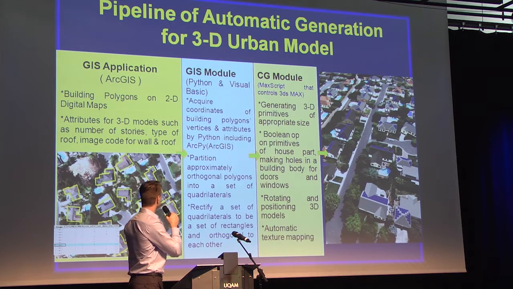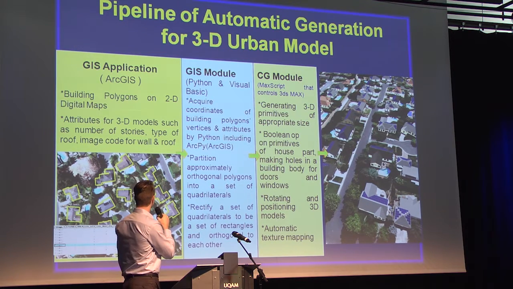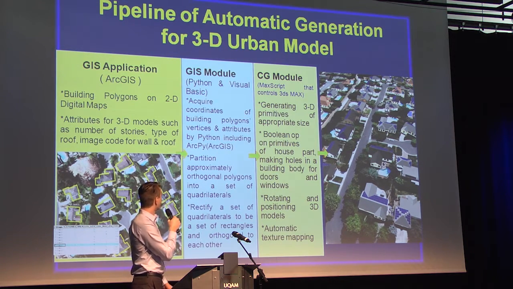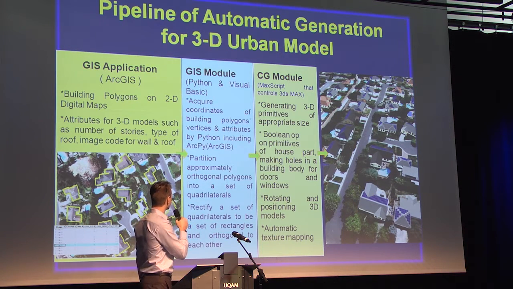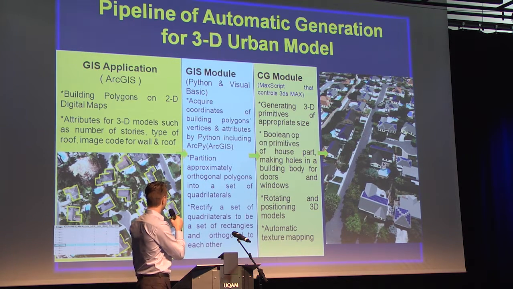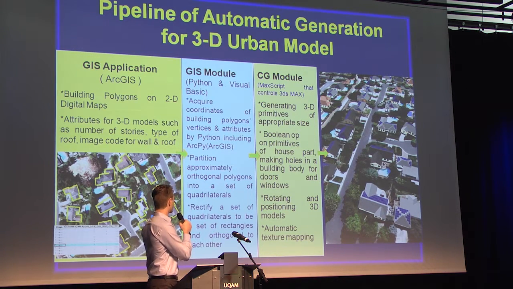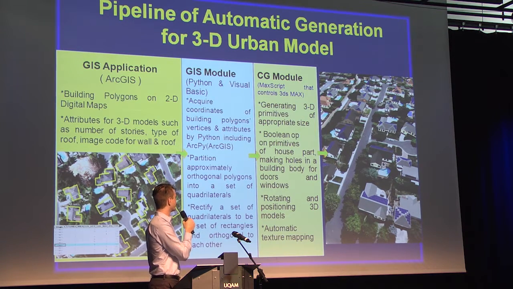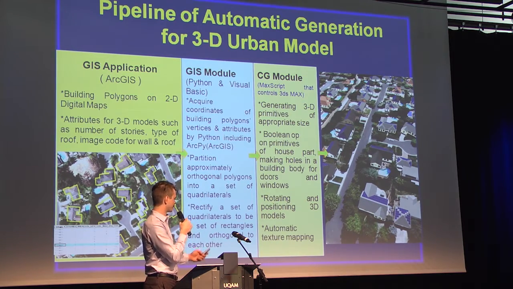So far our workflow is from a GIS application, where we're able to quickly digitize the building polygons, giving them different attributes such as roof, stories and area. And then from there we move into a Python and Visual Basic module where the polygons are partitioned into rectangles, and the rectangles are then moved into a CG module where we're able to generate 3D primitives, and based on Boolean operations, we're able to generate 3D houses.